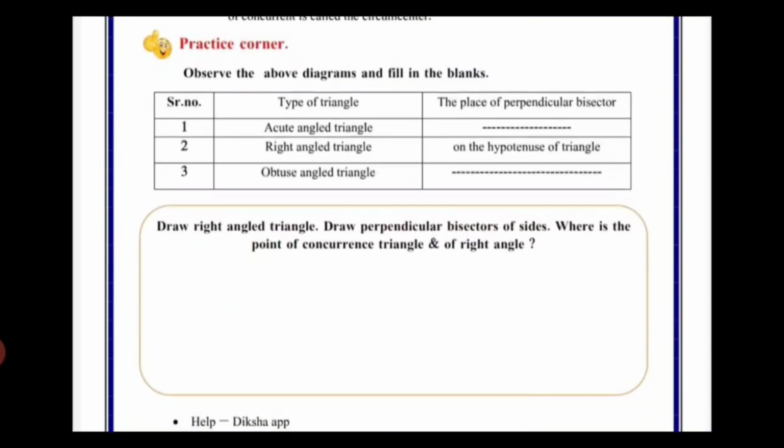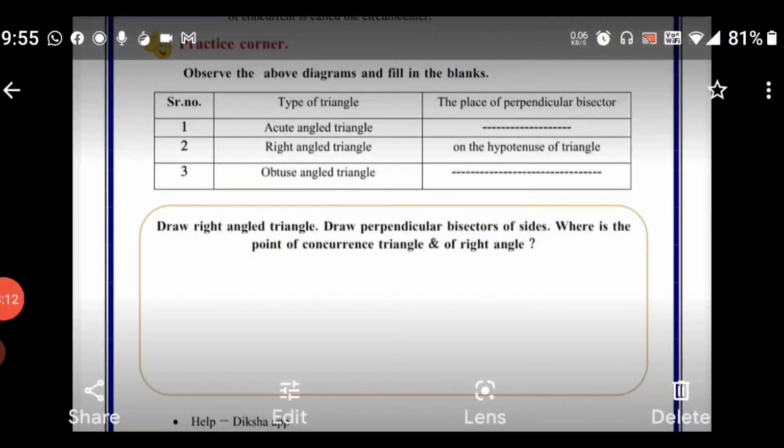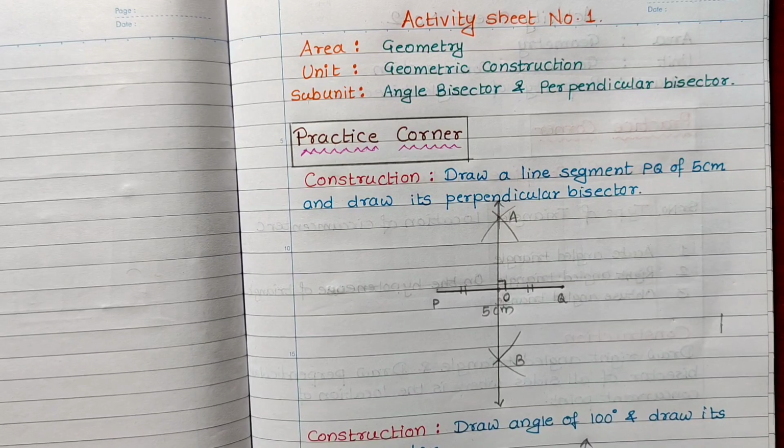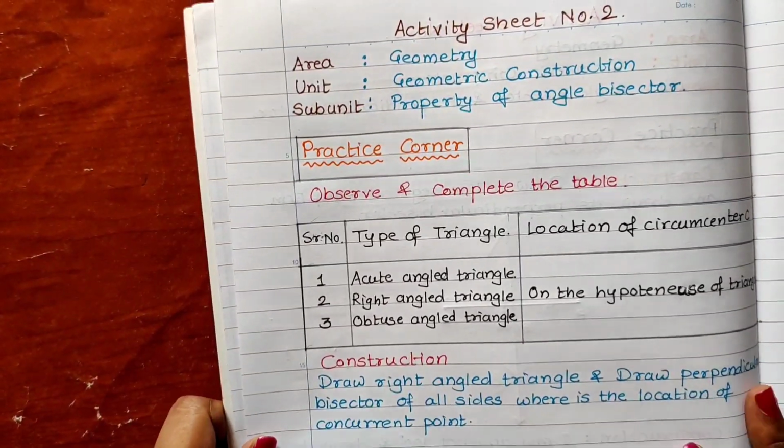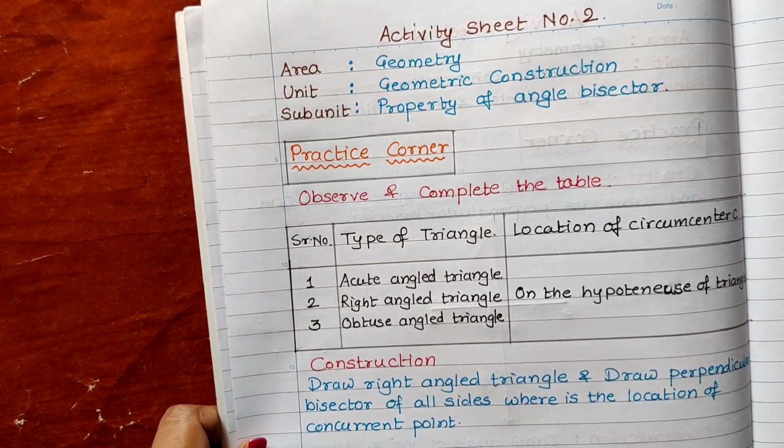In the second activity we have to draw a right angle triangle and draw the perpendicular bisectors of all sides and find where the point of concurrence of the right angle triangle is. So let us see how to solve these two activities in our notebook. I have completed my first activity and I will be solving my second activity on my next page. I have written here activity sheet number 2.